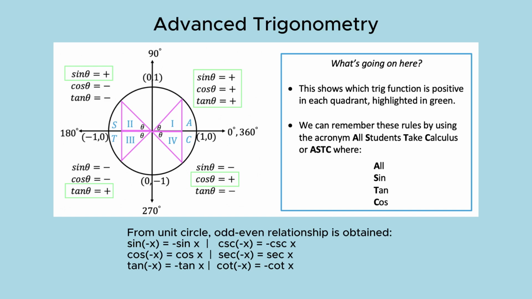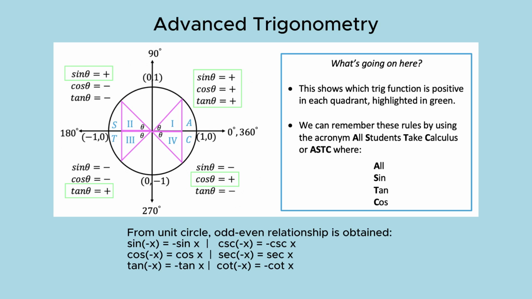First of all, I'd like to give you a recap. This is a unit circle, which shows which ratios are positive in which quadrant. In the first quadrant, all ratios are positive. For the second quadrant, sine is positive. In the third, tangent is positive, and in the fourth, cos is positive. If you want to know more about the unit circle, just go back to the basic trigonometry video.